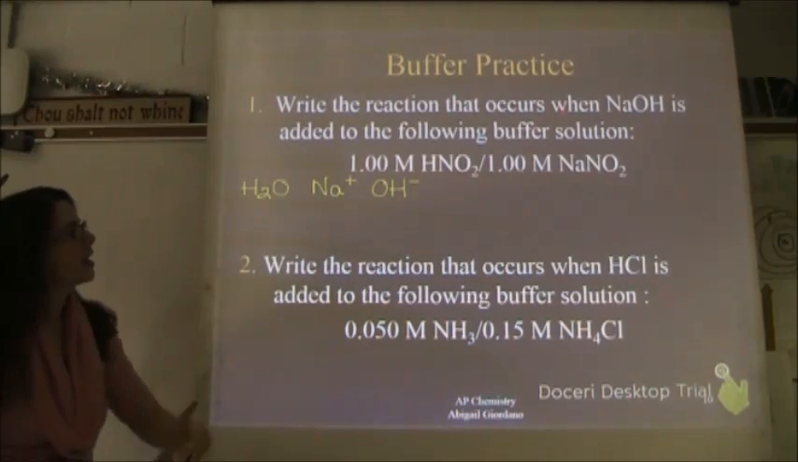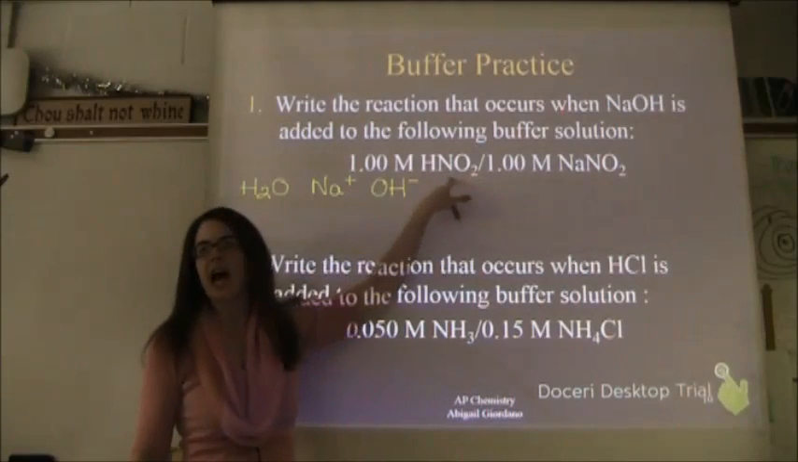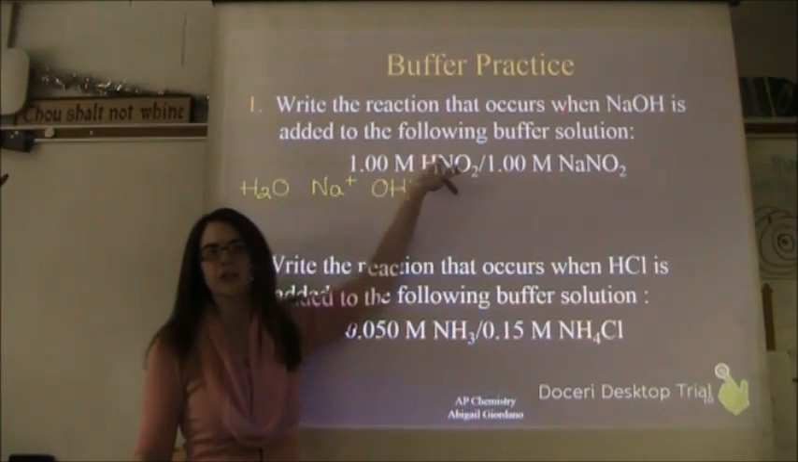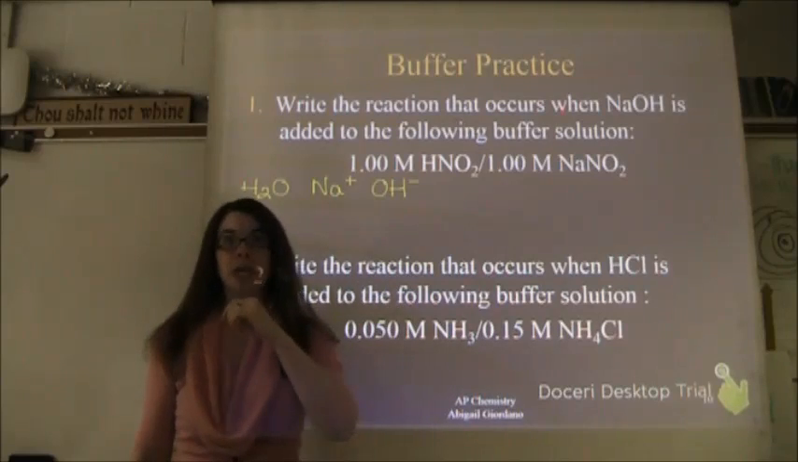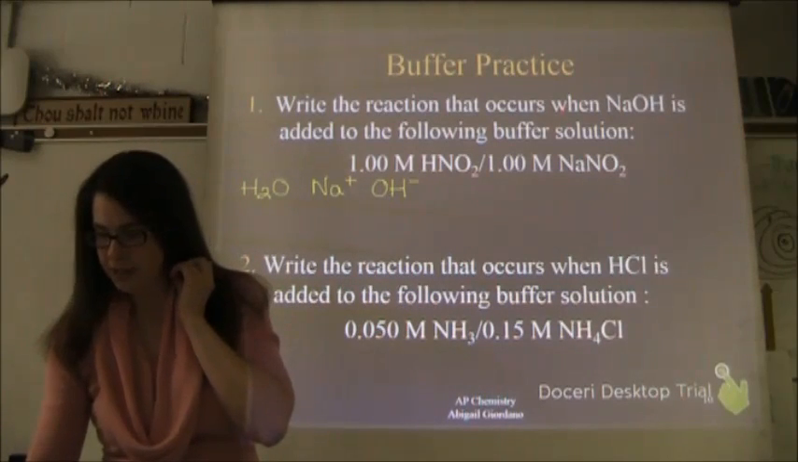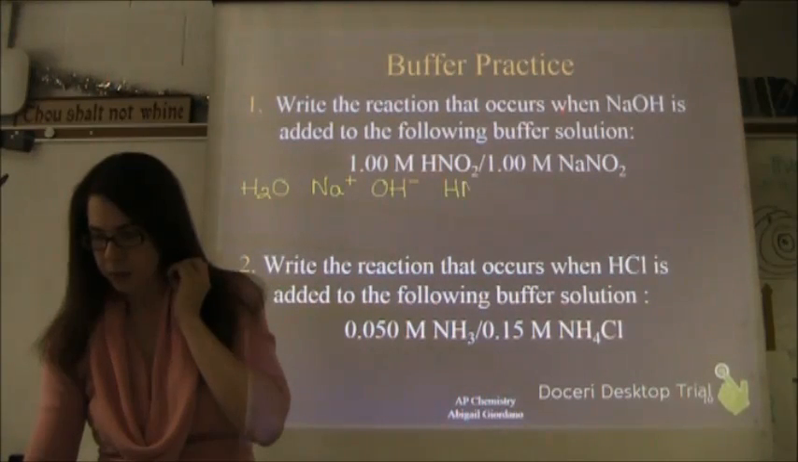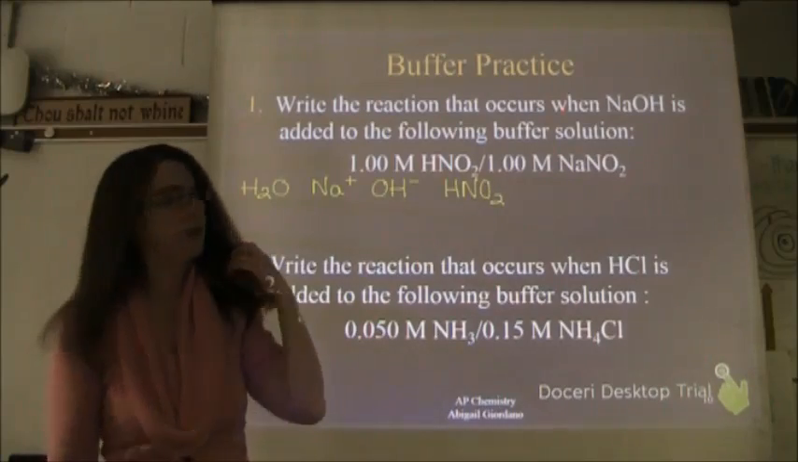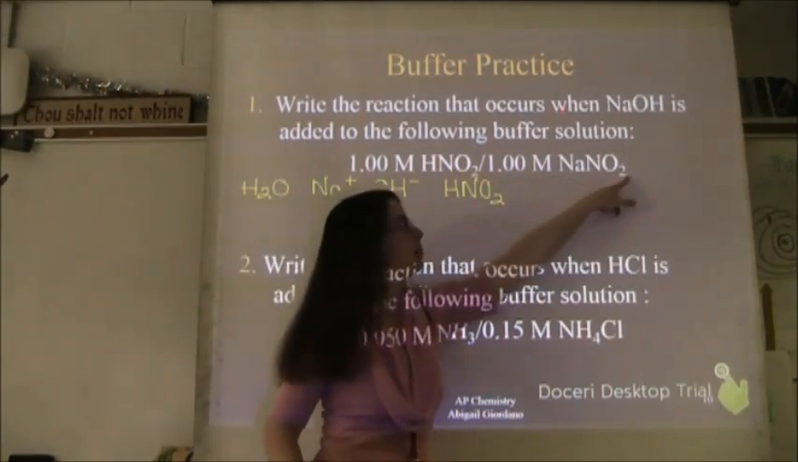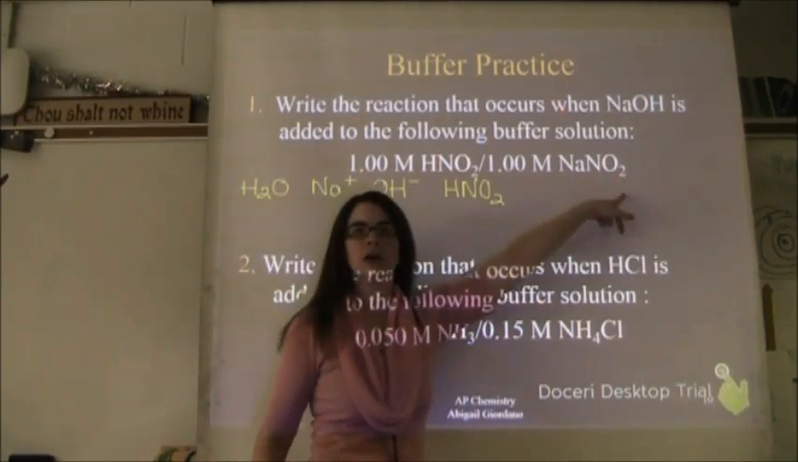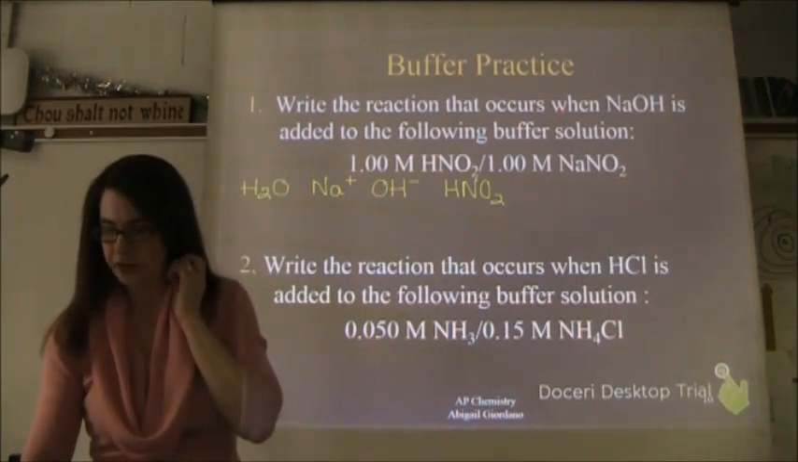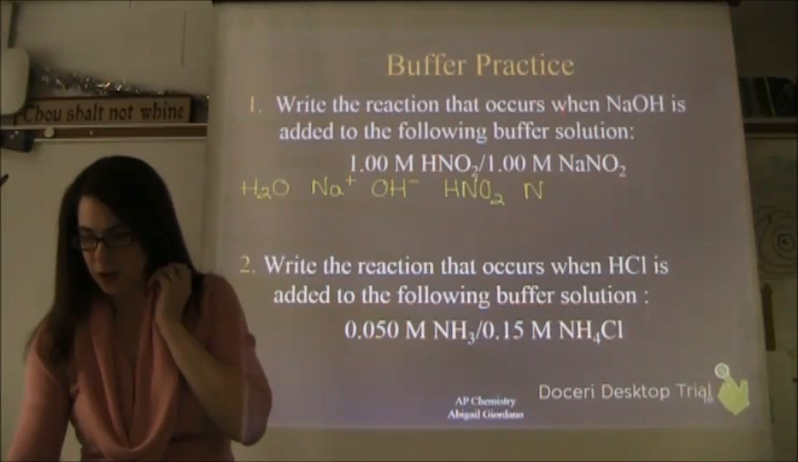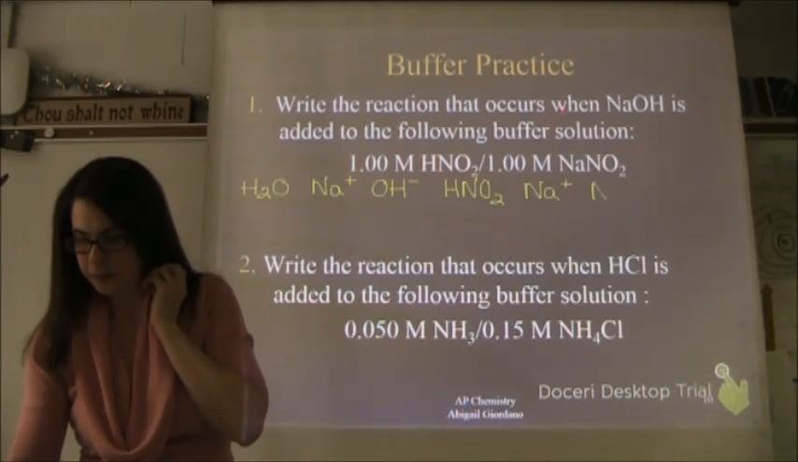Okay. How do I deal with nitrous acid? What should I do? Why keep it together? It's a weak acid. Weak things do not dissociate much, so I'm going to write it together. And last compound, what should I do? Why separate it? It's a salt. Salts ionize.